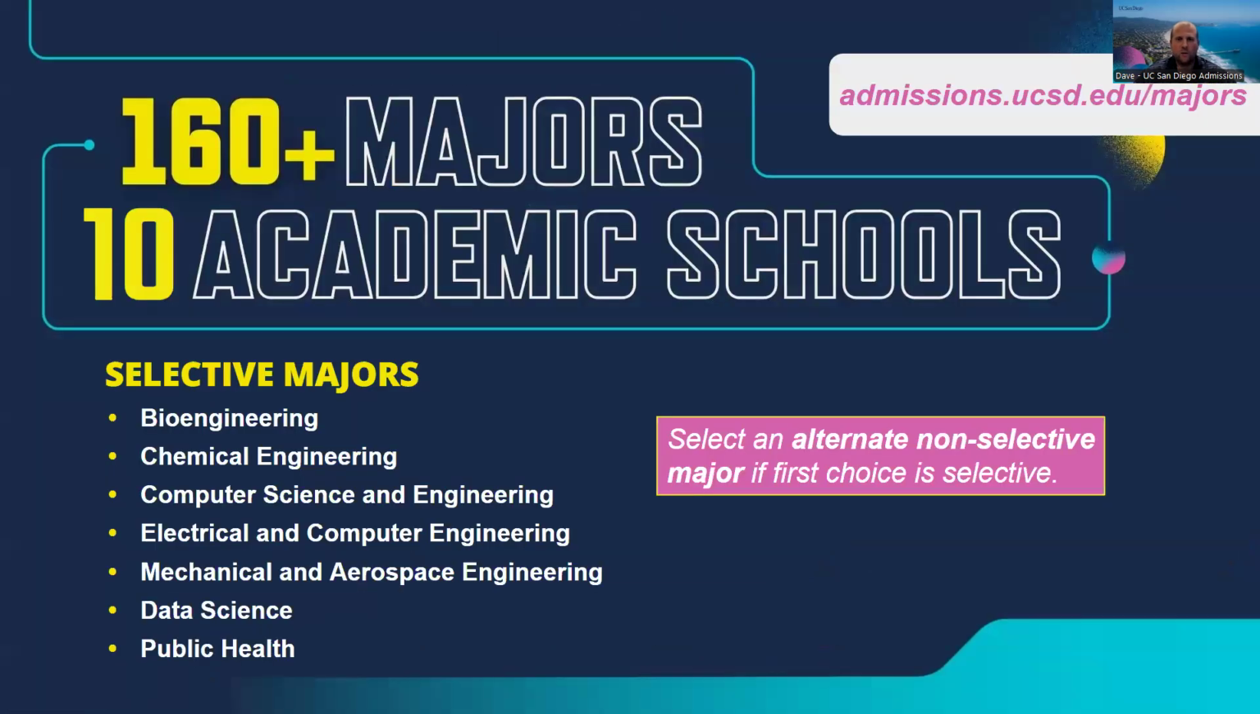All right. So UC San Diego offers more than 160 majors across 10 academic schools. Whatever field you're interested in, UC San Diego likely has a program that fits your goal. On the screen, you'll see a list of our selective majors. We encourage you to choose an alternate major on the application if your first choice is selective. These majors are open to transfer students, but with first year and transfer admissions, it's highly competitive, okay?